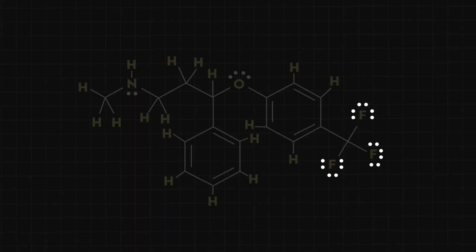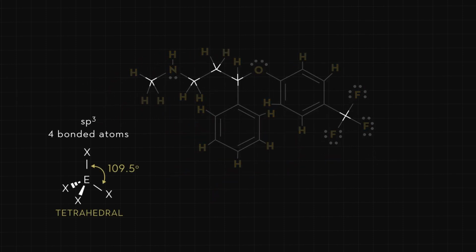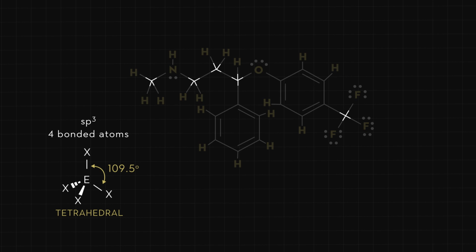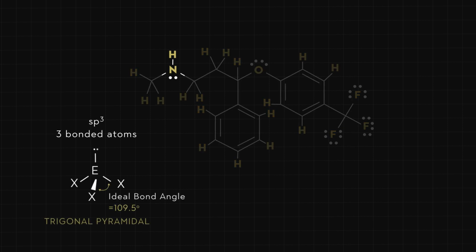Now that we have the structure fully shown, we can better understand the bonding patterns and some aspects of the 3-dimensional structures of the molecule. These atoms each have 4 electron domains around them, so the hybridization is called sp3. And since there are 4 bonded atoms, the geometry is tetrahedral, with an ideal bond angle of 109.5 degrees.